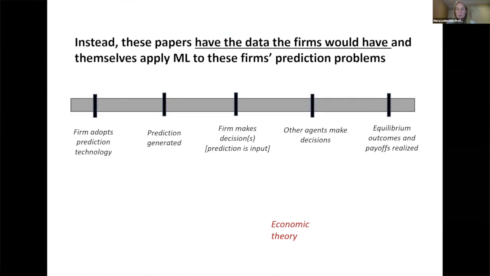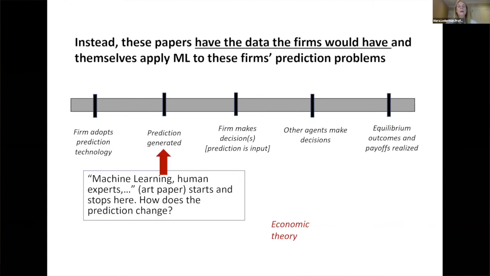Instead, these papers have the data the firms would have, and the authors themselves apply machine learning to the firm's prediction problems. The companies in the art auctions and the banks, they weren't using machine learning, right? They used the old prediction technology, the humans or the logit regressions, right? The authors said, hey, let me apply the new technology and see what happens. Right? But the difference between the two papers is that the art paper essentially stops at this red arrow. They basically say what happens when we use a new prediction technology. Oh, we get better predictions. That's a little bit interesting, right?